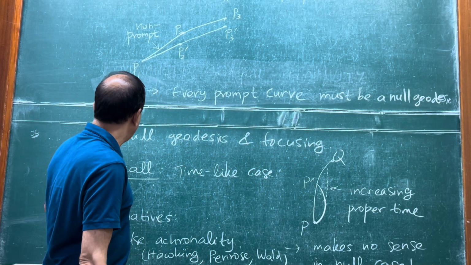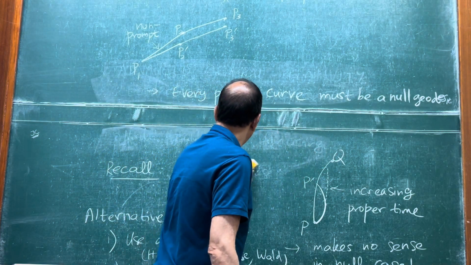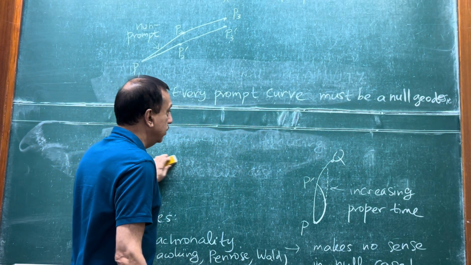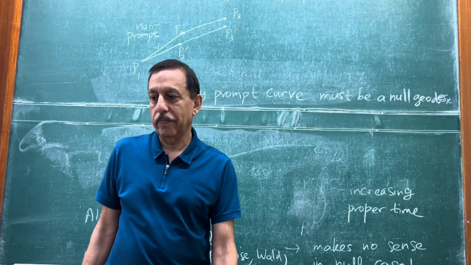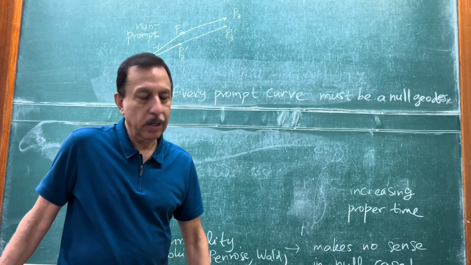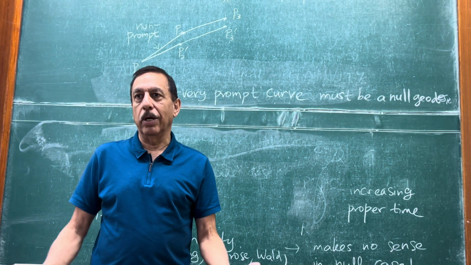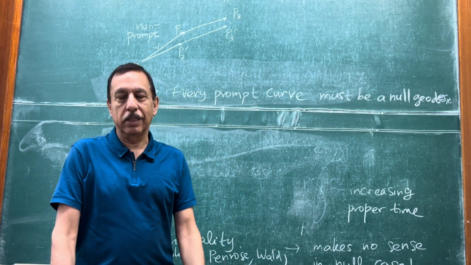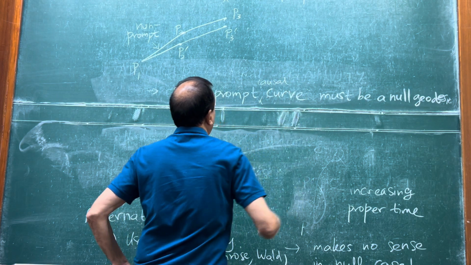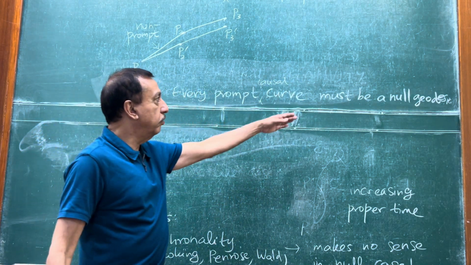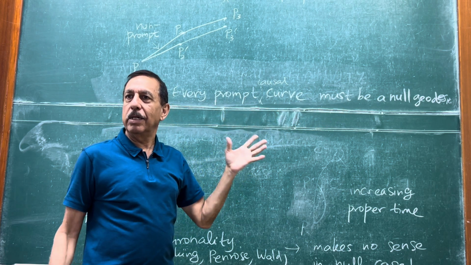So this is the reason why initially I said that for there to be a prompt curve, the destination spacetime point Q better be on the boundary of J plus. Because if it's not a null geodesic, then that means it's not everywhere null. That means it's somewhere time-like, because it's certainly causal. I'll write it anyway, though it's redundant. Since it's causal, wherever it's not a null geodesic, it's time-like. And once it becomes time-like in between, it has lost the race.